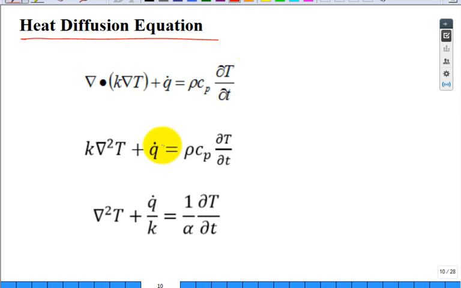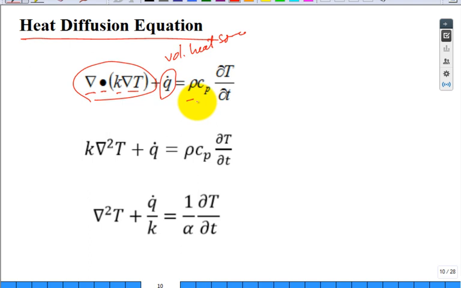What does it look like? Well, do you see this divergence of K gradient of T? Hey, that's what we just did a review of, isn't it? What is this? A Q dot. Now, that's a volumetric heat source. Volumetric heat source. All right.